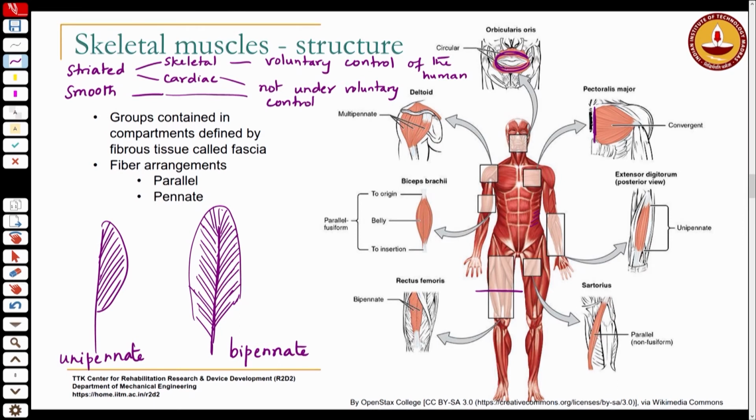In the case of the deltoid muscle, you have a central tendon like that, and then you have these fibers going out like that. You have what is a multi-pennate arrangement.